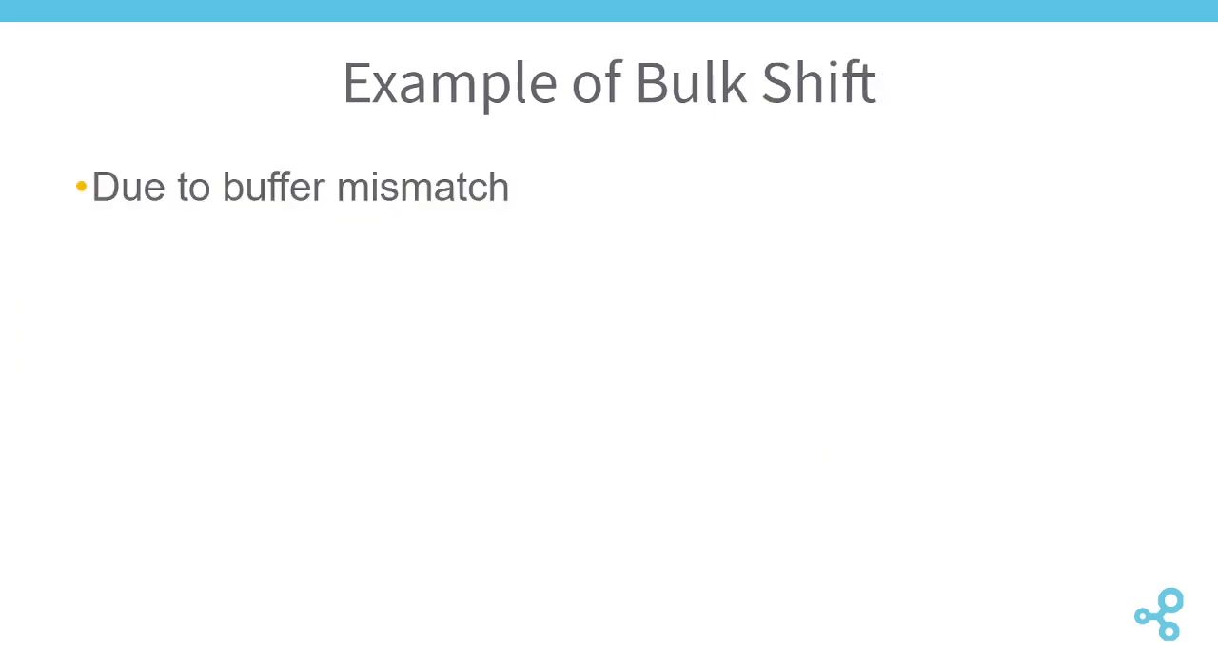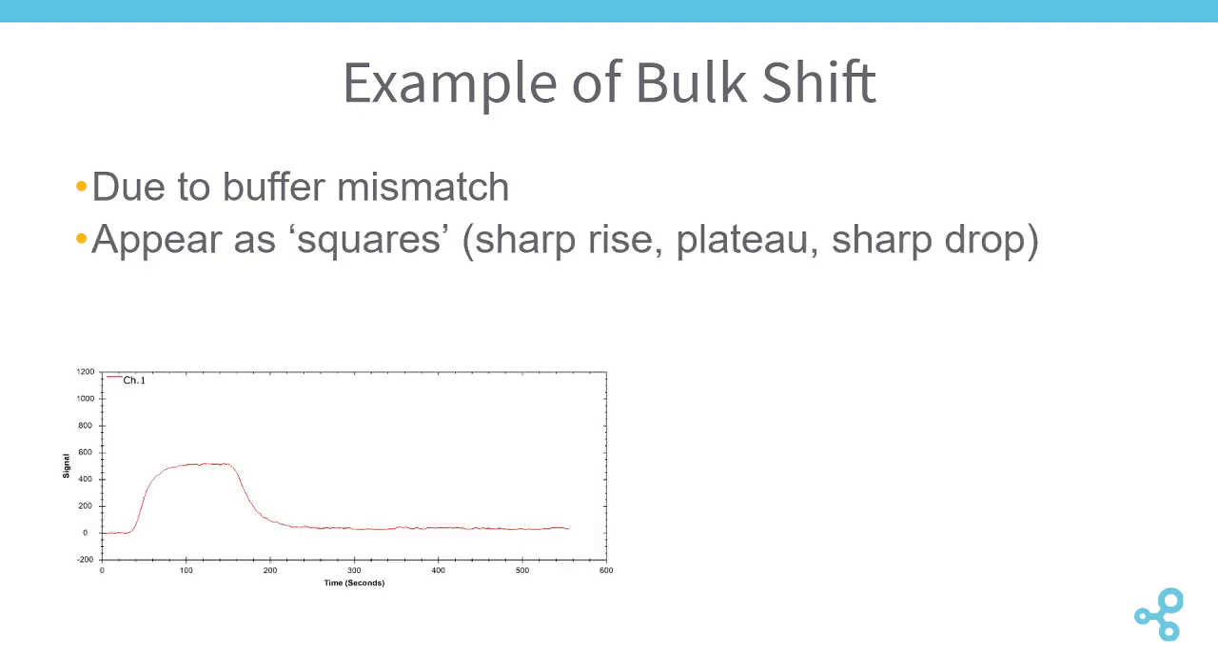So the next type of artifact or control that we want to run is for a bulk shift. So what is a bulk shift? A bulk shift is caused because of a buffer mismatch. This is when the refractive index of our running buffer is different than the refractive index of the buffer in our analyte solution. What this looks like when we run a test is a square-like function. We see a sharp increase, a plateau, and then a sharp drop in our response on our graph. In this case, this was done in channel 1 of a 2-channel instrument, so in our reference channel. We know that this is a bulk shift because there's no ligand present in that channel.